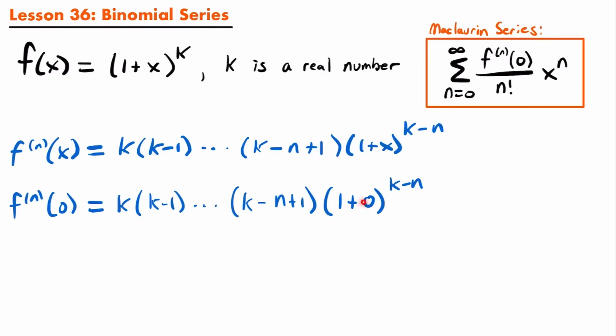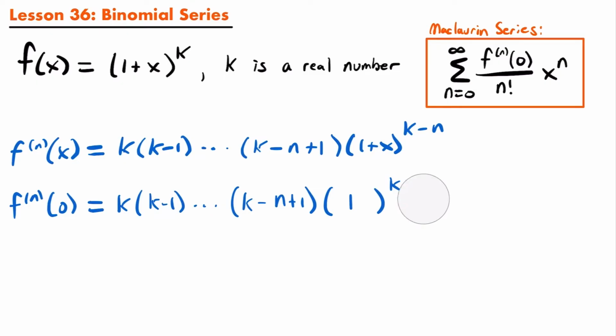Now 1 plus 0 is 1, so what we have here is just 1 to the power of k minus n, but 1 to the power of anything that's finite, which in this case, this would be finite. It's not going to be infinity or negative infinity. 1 to that power is just going to be 1.